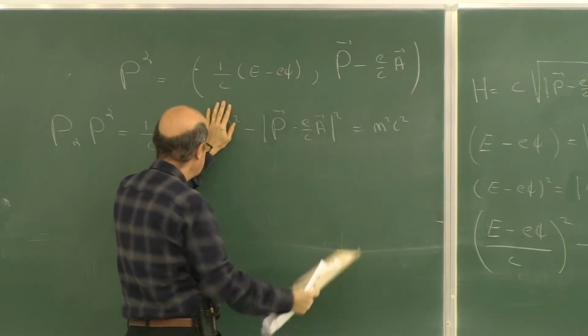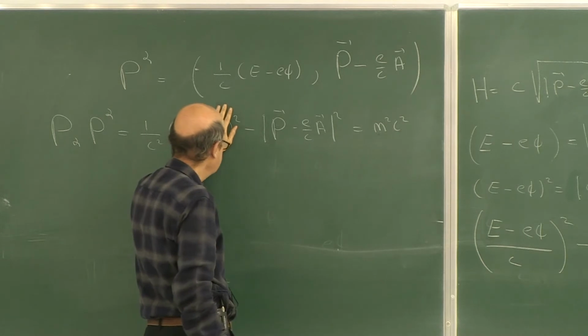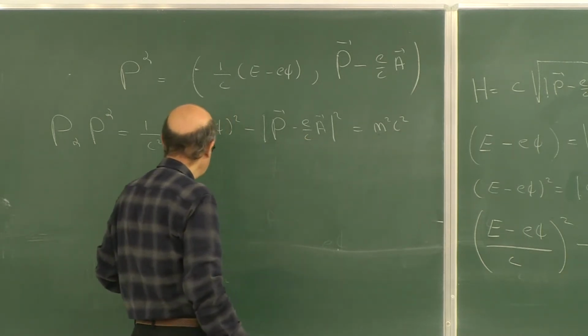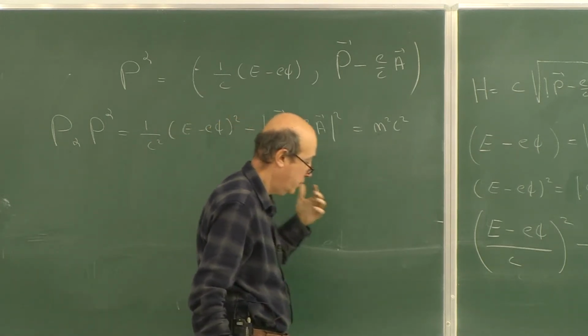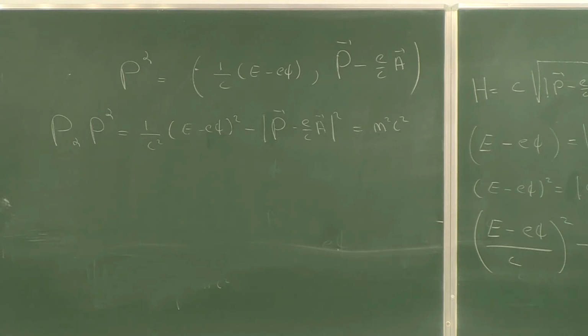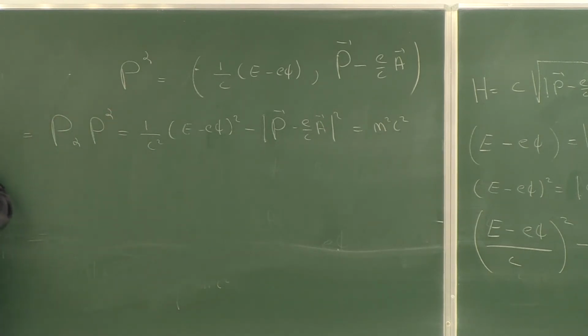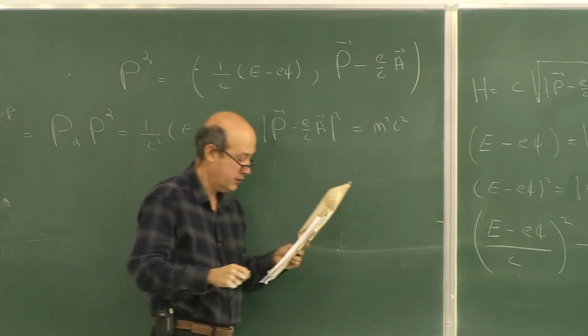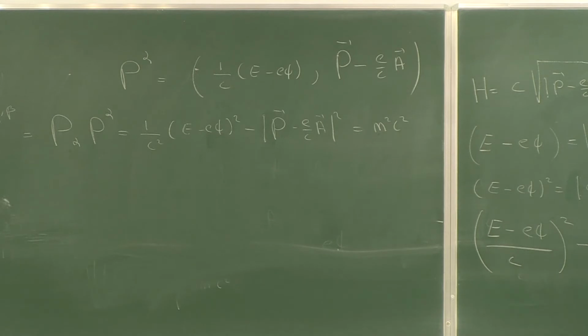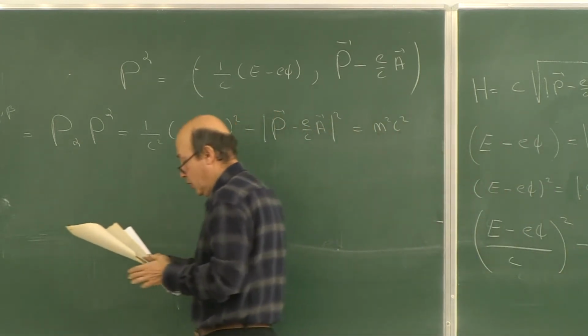If there are no electric and magnetic fields, then you don't have the scalar and the vector potentials. If there are, this is the form of the four-momentum and the length of the four-momentum. And this is the same in every inertial frame. So if you go to a different frame, this length doesn't change. So far we defined the Lagrangian, we found the equation of motion, and we defined the four-momentum.